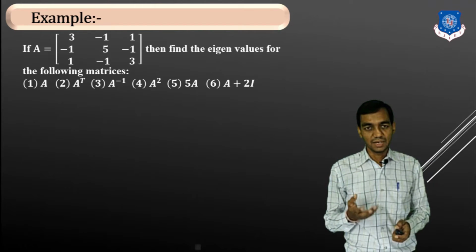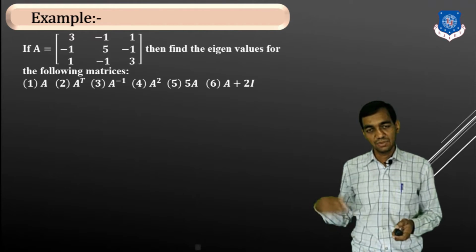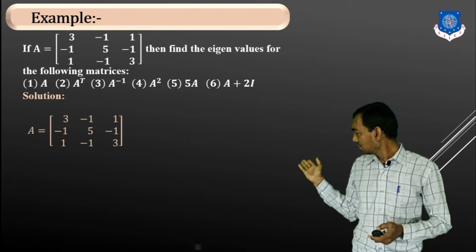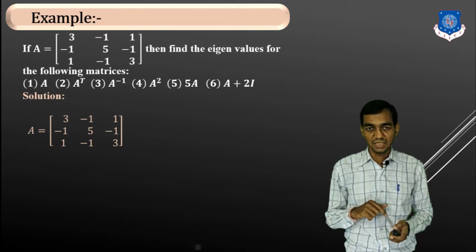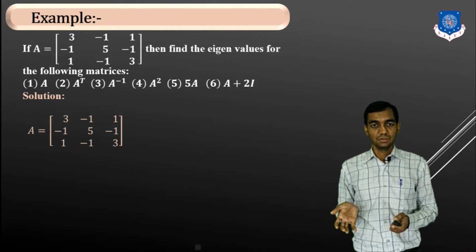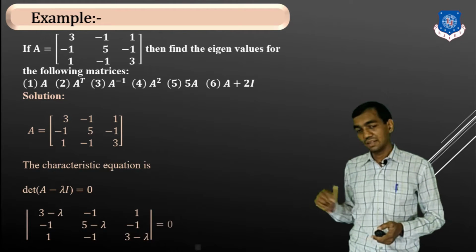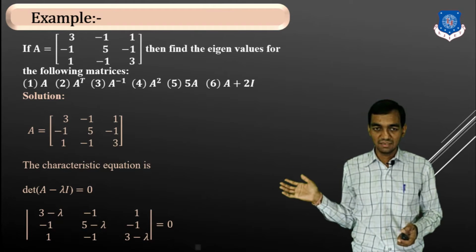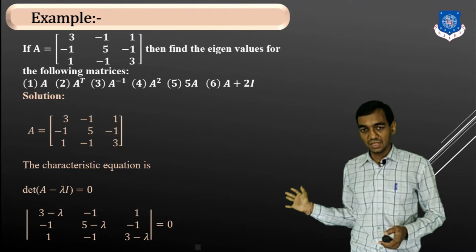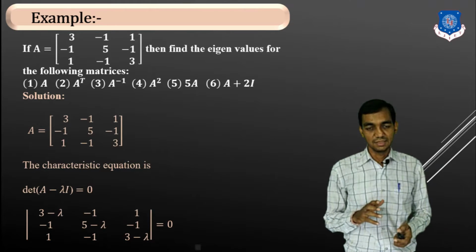So first we have to find the eigenvalues of matrix A. Then we are going to use the properties that we have written earlier. So we are starting with the solution. A is equal to the given matrix 3, minus 1, 1; minus 1, 5, minus 1; and 1, minus 1, 3. So the characteristic equation is going to be the determinant of A minus lambda I is equal to 0. That is, 3 minus lambda, minus 1, 1; minus 1, 5 minus lambda, minus 1; and 1, minus 1, 3 minus lambda is equal to 0.